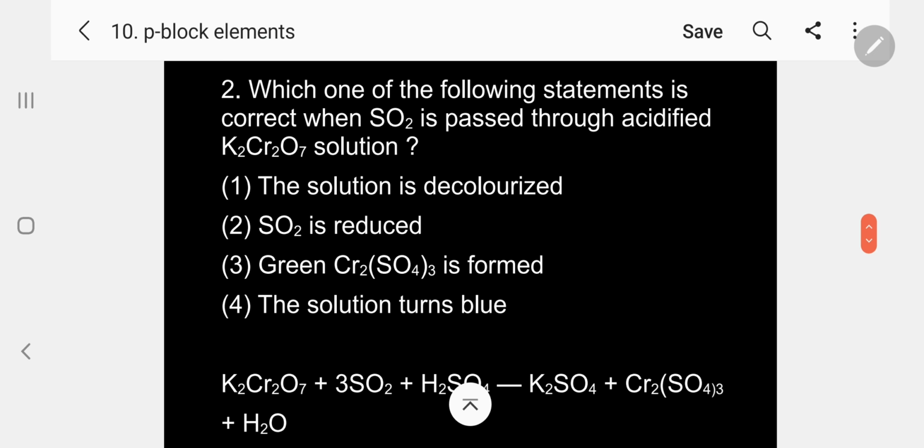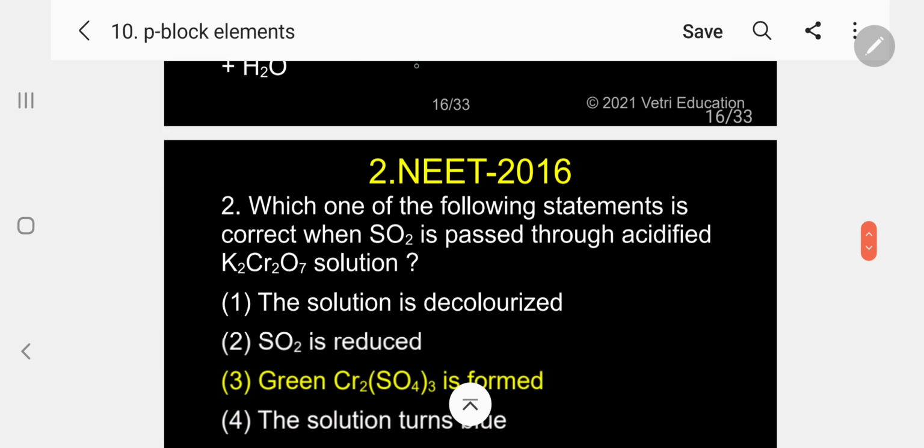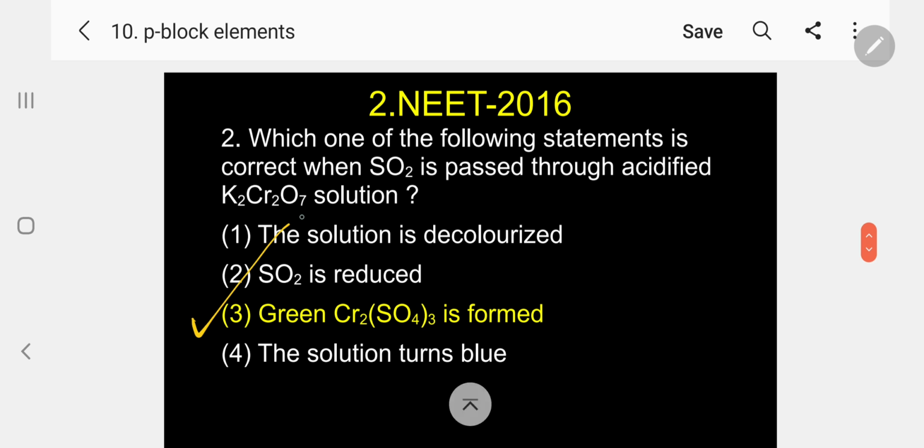Here the solution is very, very simple. You write the stoichiometry of the equation. Potassium dichromate is an oxidizing agent. Sulfur dioxide is a reducing agent. In acid medium, potassium is converted into potassium sulfate, chromium into chromic sulfate, and water is formed. The chromic sulfate that is formed is green in color. Very interesting information: chromic is green. So the answer is very clear. Green chromic sulfate is formed. That is the correct answer. Very easy. So option C is the correct answer.